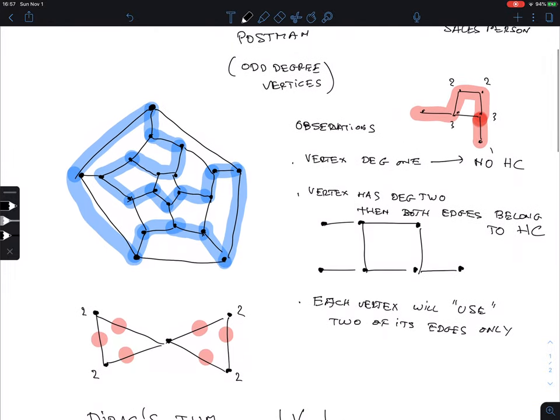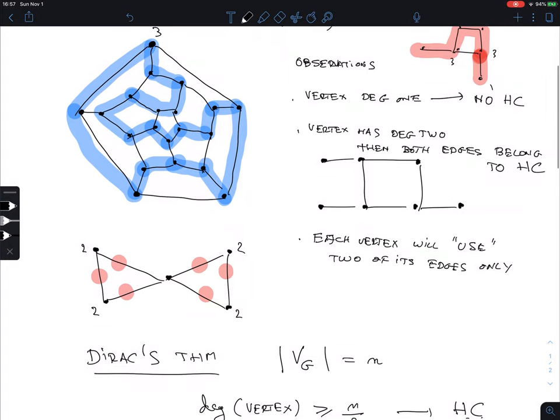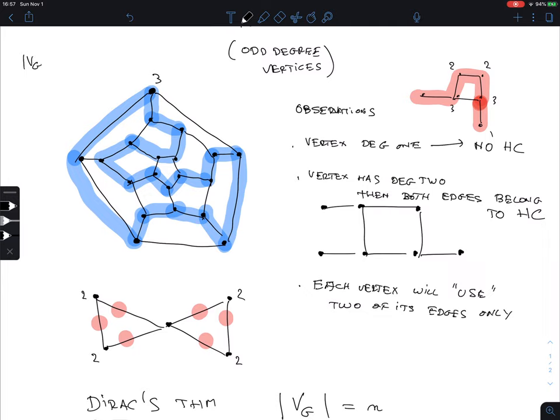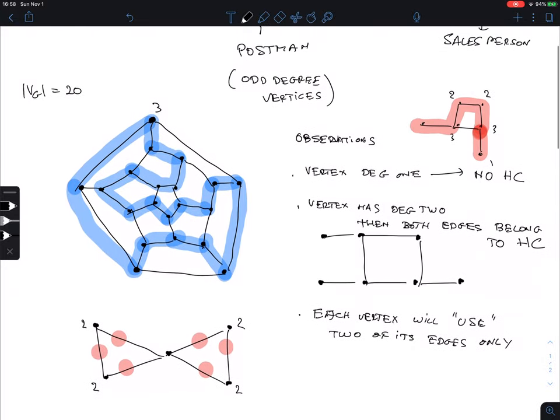Okay, so let's look at the original Hamilton problem. What are the degrees here? We figured out every vertex has degree 3. Okay, so all these vertices have degree 3, but how many vertices are there? There are way too many vertices, right? We said the number of vertices in this graph was 20. So it has degree 3, but half of 20 is 10. So you see the condition of Dirac's theorem is not applicable here.